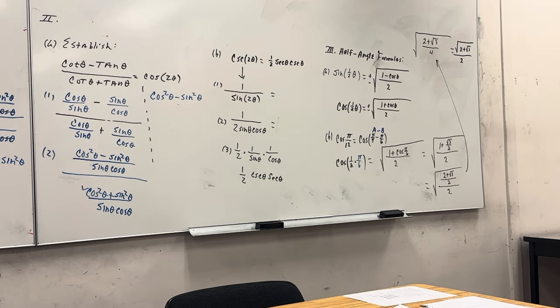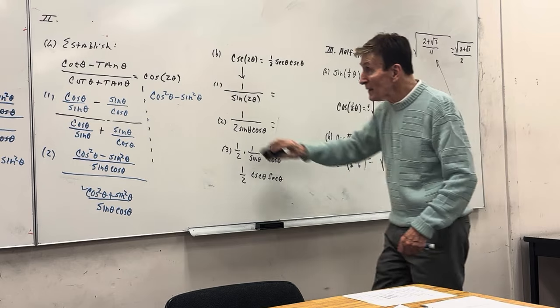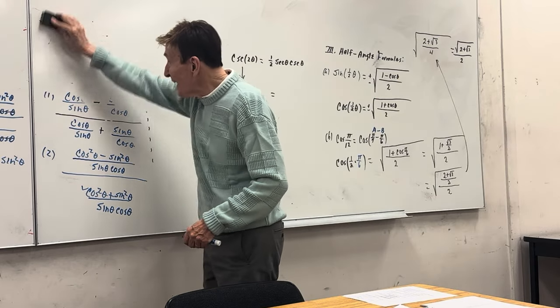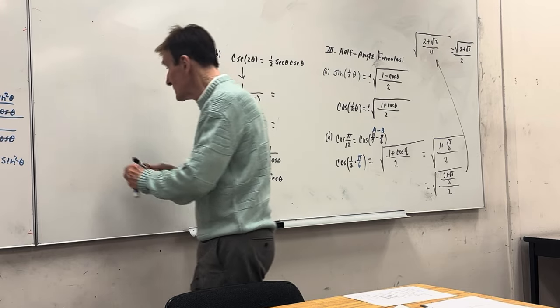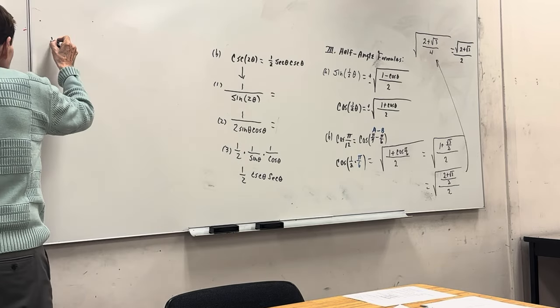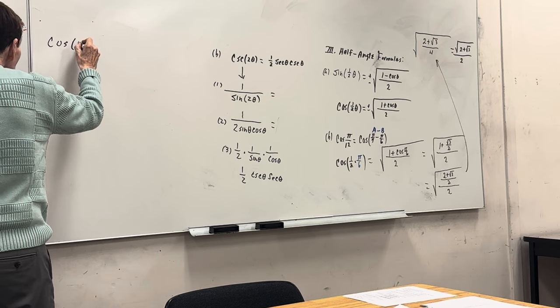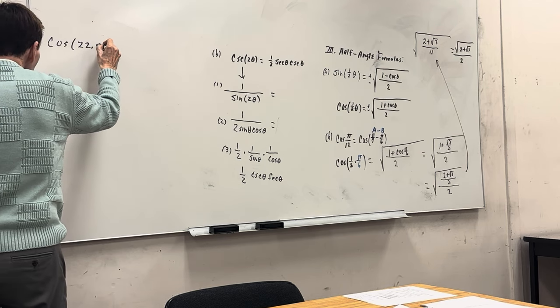We did that one example with a half angle formula. Now, what else is there, if anything? Cosine of 22.5 degrees equals blank.